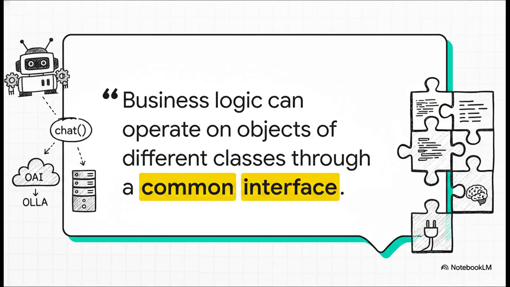The code is initialized with an object of type LLM base. It doesn't know, and it doesn't care if that object is an OpenAI adapter or an Ollama adapter. It just knows it can call the .chat method defined in the interface. This is a classic textbook example of polymorphism, and it's what lets you hot swap your model backends without changing a single line of your core logic.